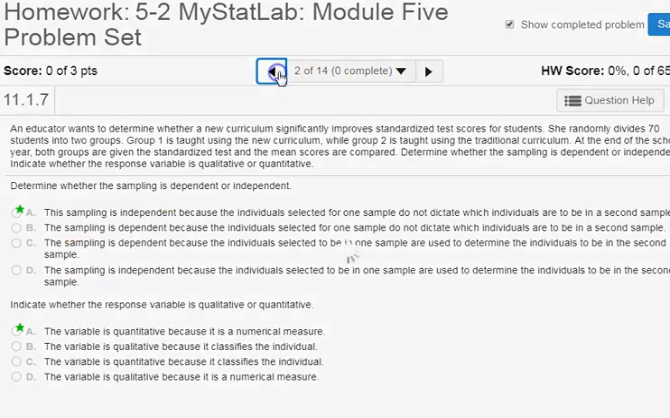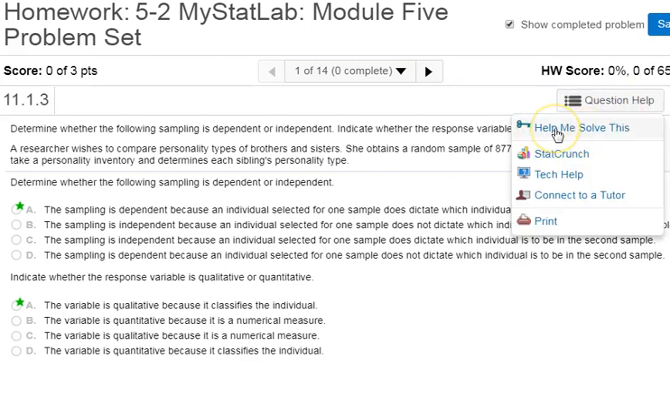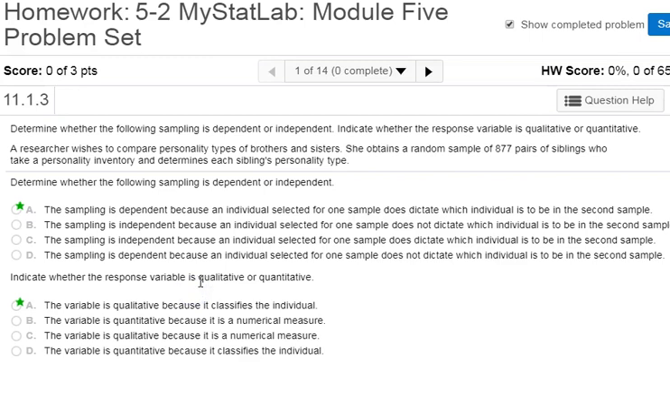For questions 1 and 2, it's all about knowing these definitions. So you can read about these definitions in the textbook, watch the webinars. The Help Me Solve This really explains the definitions. So one of them is qualitative versus quantitative. Qualitative, think qualities, non-numbers, non-numerical, whereas quantitative, think quantities, numerical values.